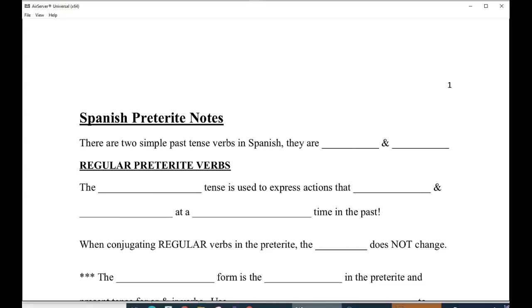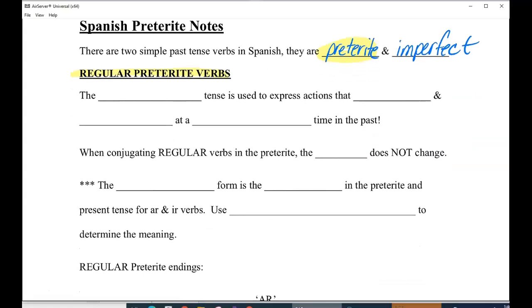Welcome to the Spanish Preterite Notes. When we're talking in Spanish, there are two simple past tenses that you can use. In Spanish, these tenses are called the preterite and the imperfect. For the purpose of these notes, we are going to be focusing just on the preterite, and only on regular preterite verbs. So we're not looking at any irregulars.